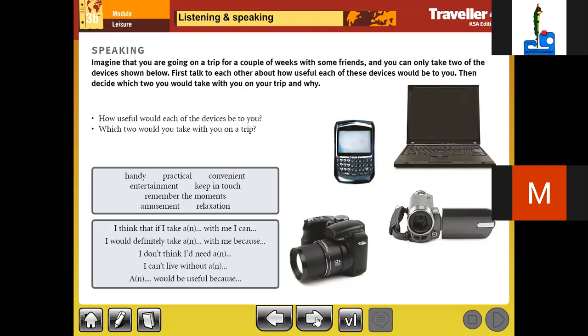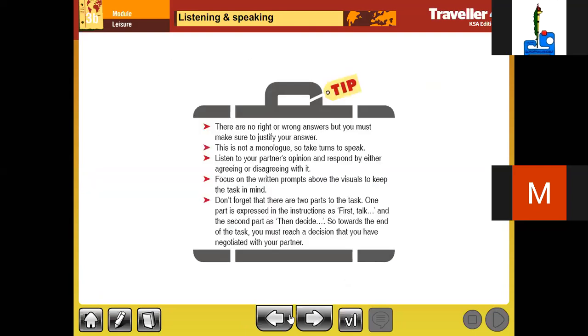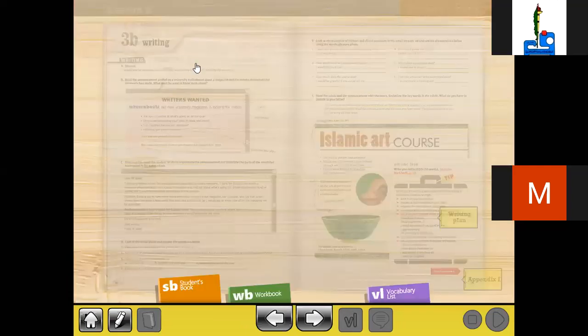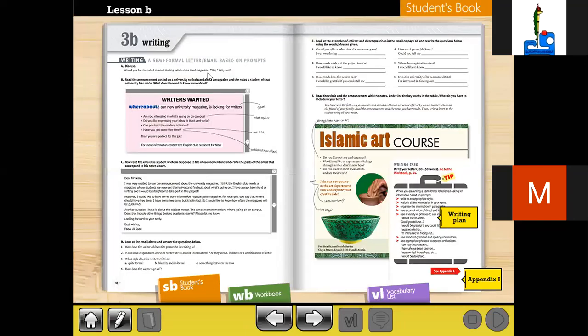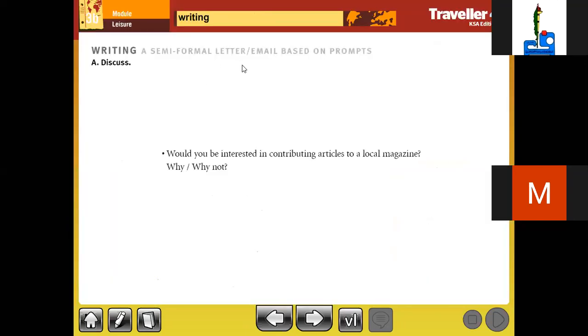So let's move to the next section, the writing section today. Writing a semi-formal letter email based on prompts. When I say semi-formal, it's not friendly or formal. It's something between formality and informality. Would you be interested in contributing articles to a local magazine? Contributing articles here, the word contribute means to write articles to a local magazine.